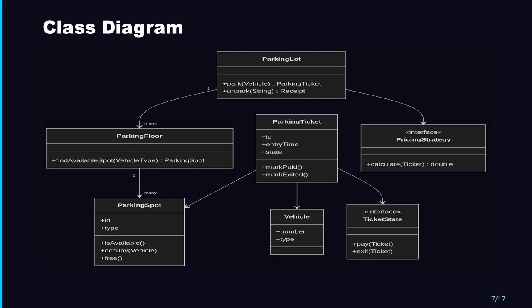Parking lot is the main service. It delegates spot search to floors. Parking spot knows whether it is available and can be occupied or freed. Vehicle stores number and type. Ticket stores entry time, assigned spot, and current state. Pricing strategy keeps pricing flexible. Ticket state gives us clean behavior for paid, lost, and exited states.